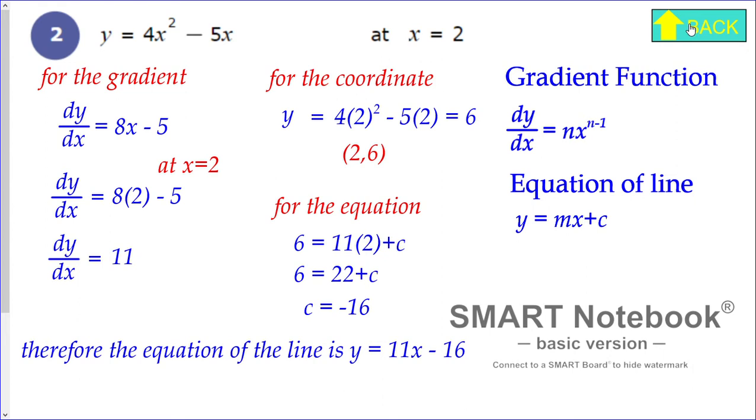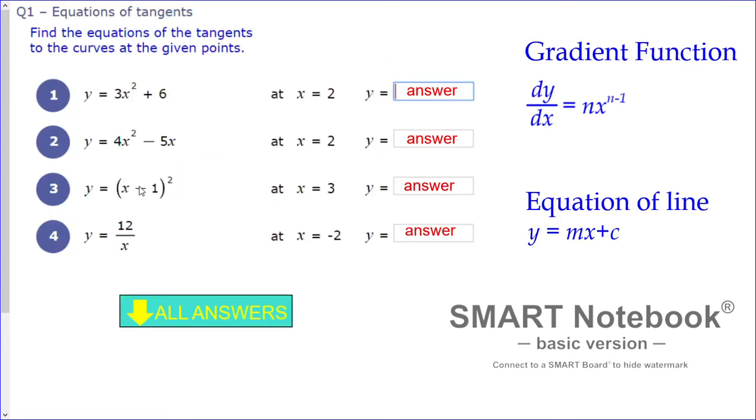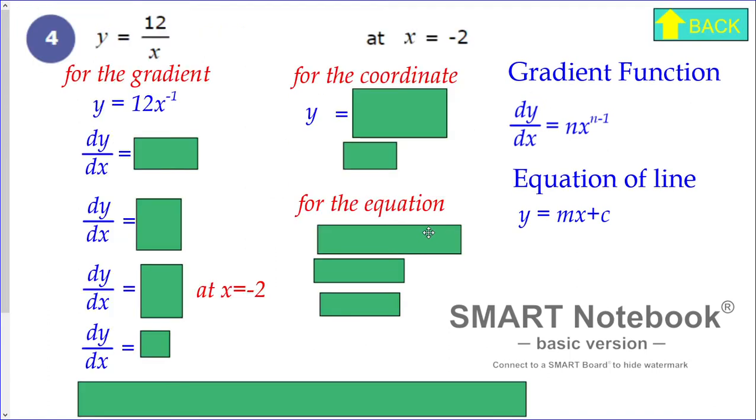Let's go back. That was for question number 2. Let's move on to question number 4 now. Okay? For question 4, let's have a look. So, question 4 is a very similar process. We must find the gradient of the tangent line, and we must find a coordinate on the tangent line.